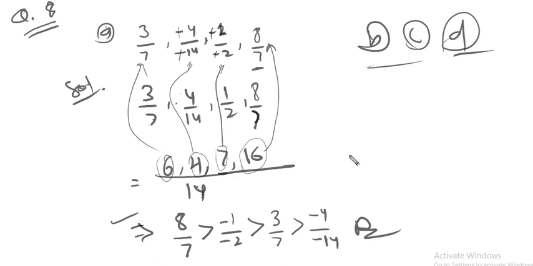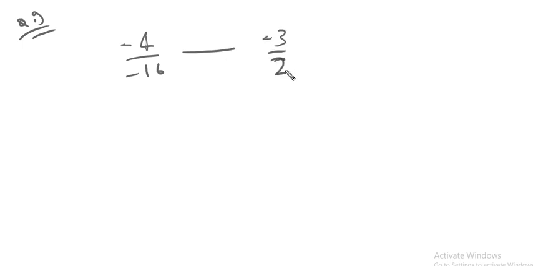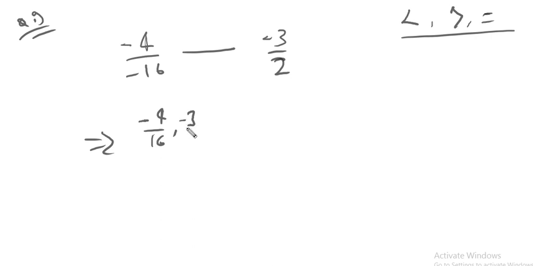Now come to the next question, question number 9. This is also the same kind of question: minus 4 upon minus 16 and there is a blank, and minus 3 by 12. So in this blank you have to put the greater sign, or less sign, or equal sign, whichever will come here, right? So first you have to solve this. How can you solve it? By taking the LCM of these two numbers, minus 4 upon minus 16 and minus 3 by 2.